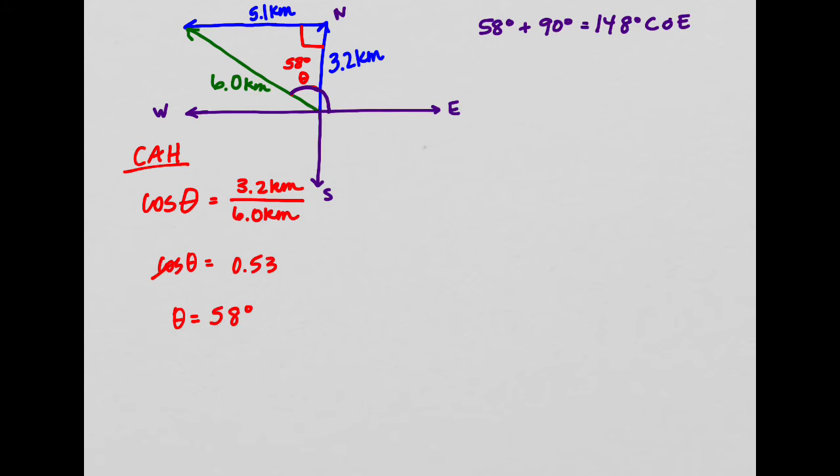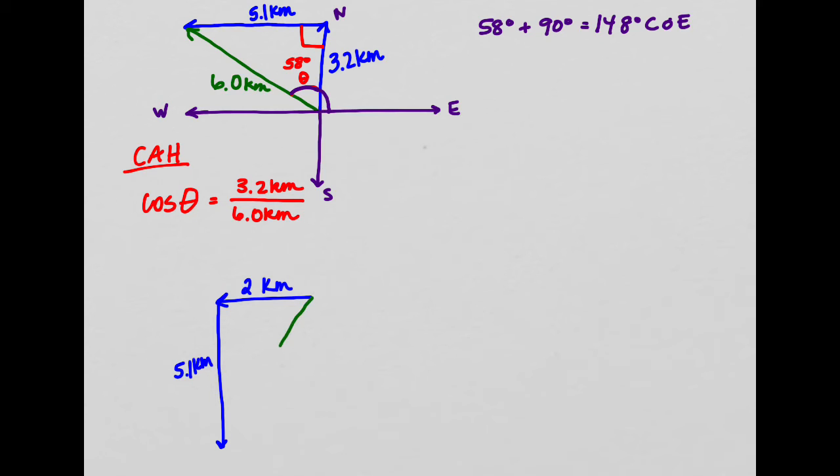One more example. Let's do one more. So we have Yusra. She is going to go for a little jog. She jogs. That is not a straight line. Yusra jogs 2 kilometers to the west. Then she jogs, let's say, 5.1 kilometers to the south. What I want to know is the magnitude and the direction of Yusra's resultant run.